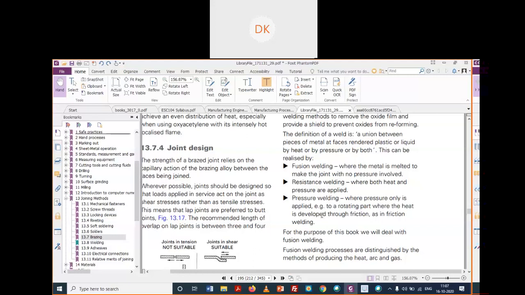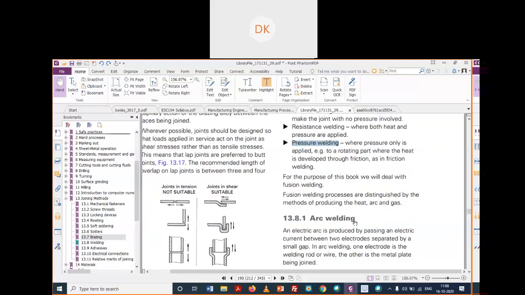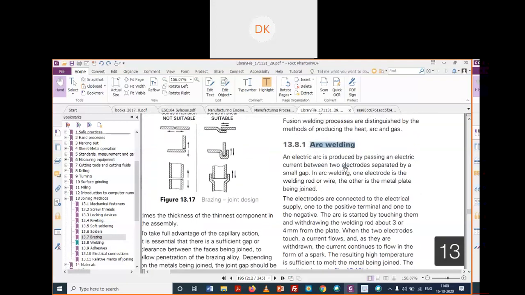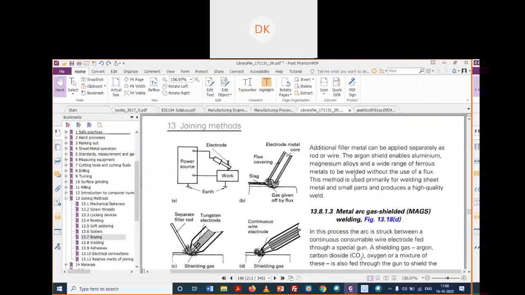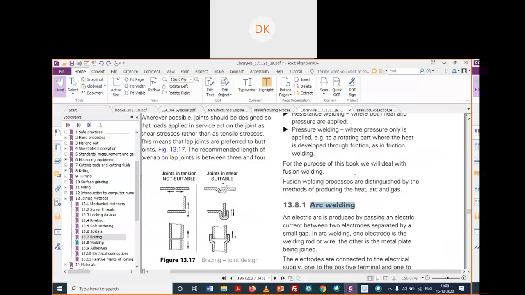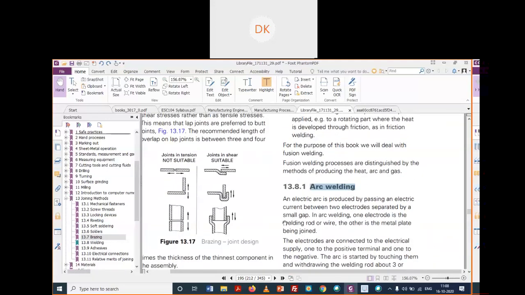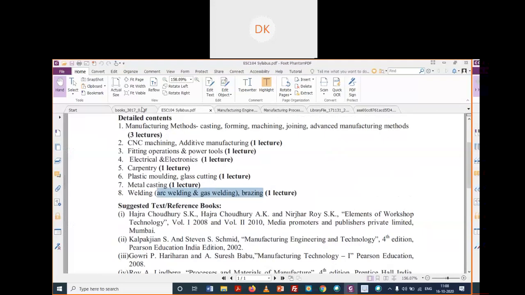So although you can say there is no heat, the heat is there. It is internal heat. We are not supplying heat externally; internally heat is produced by friction. So that is pressure welding. Fusion welding, resistance welding, and pressure welding are the types of welding. In fusion welding, arc welding is one category. The next one is gas welding, another type of fusion welding. So what is arc welding? We will now see. Okay.